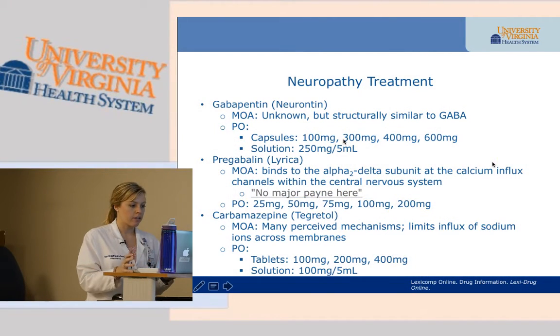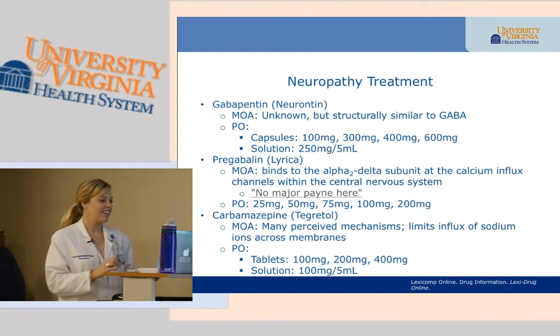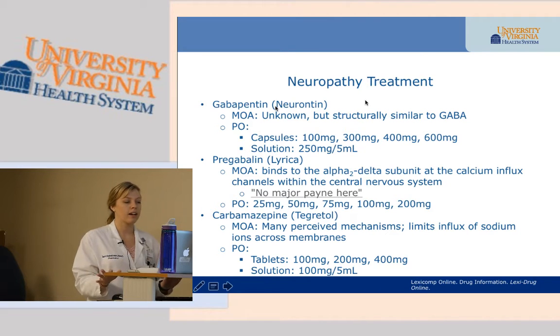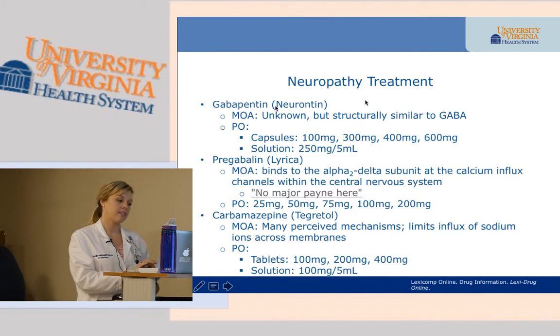So again, other neuropathy meds, gabapentin. I think everyone has gabapentin. This one is dispensed a lot, and mostly they're in the capsule form. Technically, we're not really sure how it works, but we think it's similar to pregabalin, which I'll show you how that works in a minute.